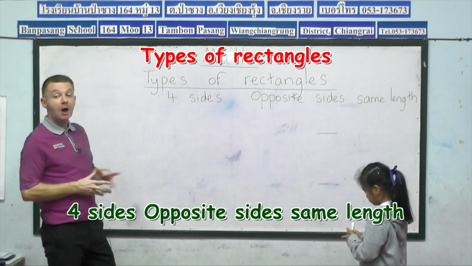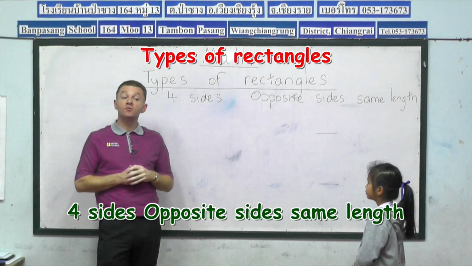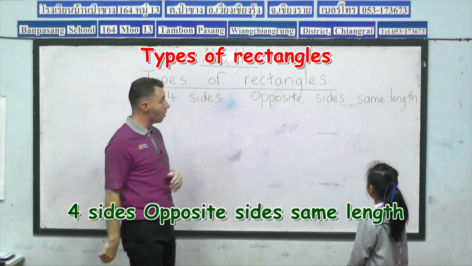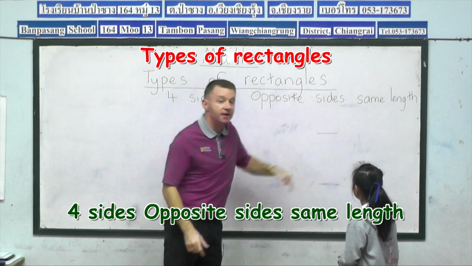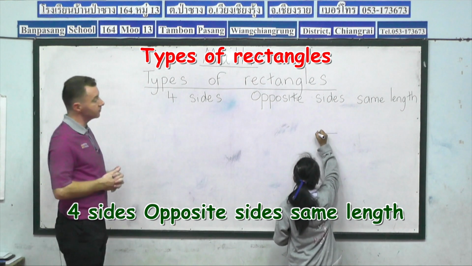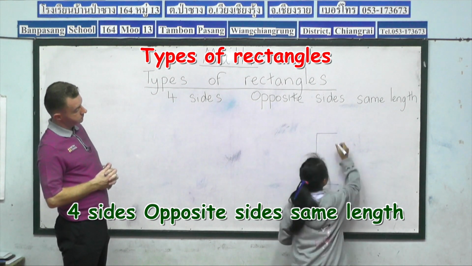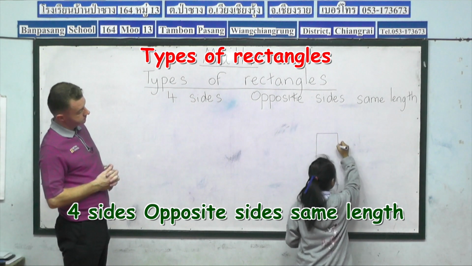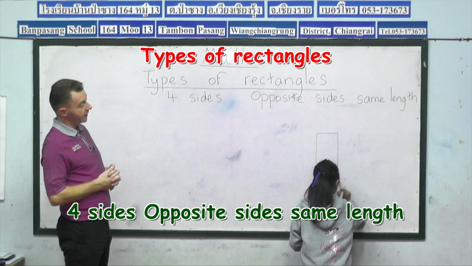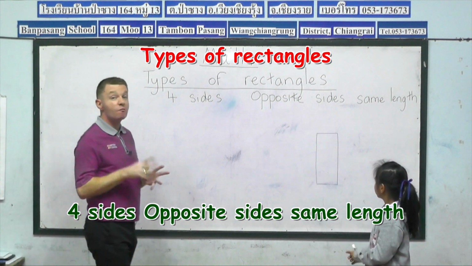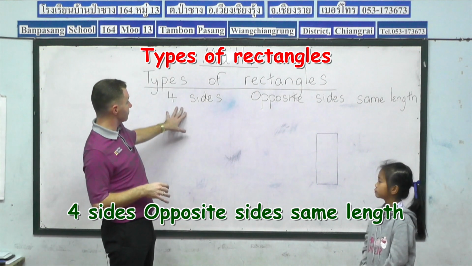Excellent. So how many sides has Prel drawn so far? 2. How many more do we need? We need 2 more. And what Prel can do is she can join the angles on either side to create her own rectangle. Brilliant. Excellent, Prel. So Prel has drawn a really good example of a rectangle because it fits the common characteristics.